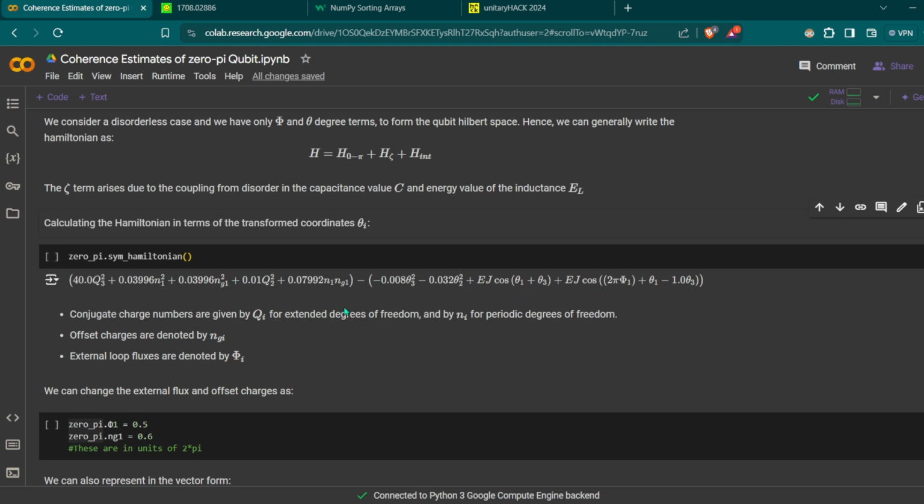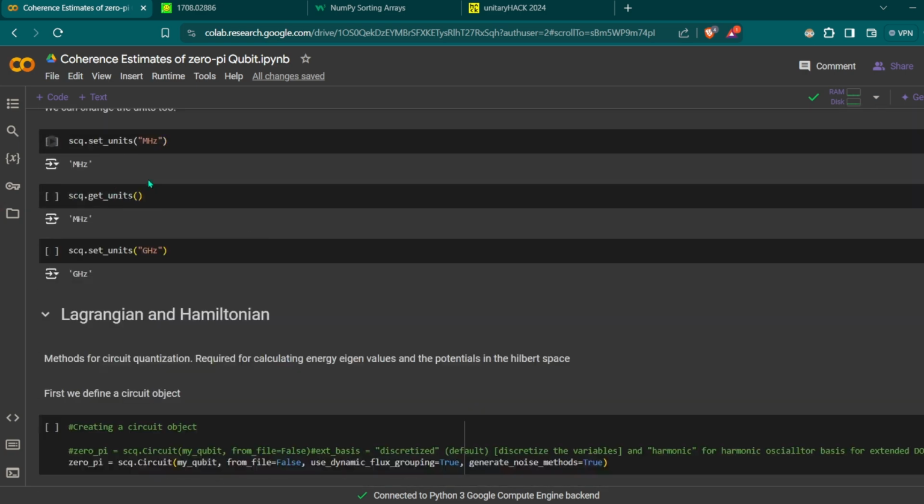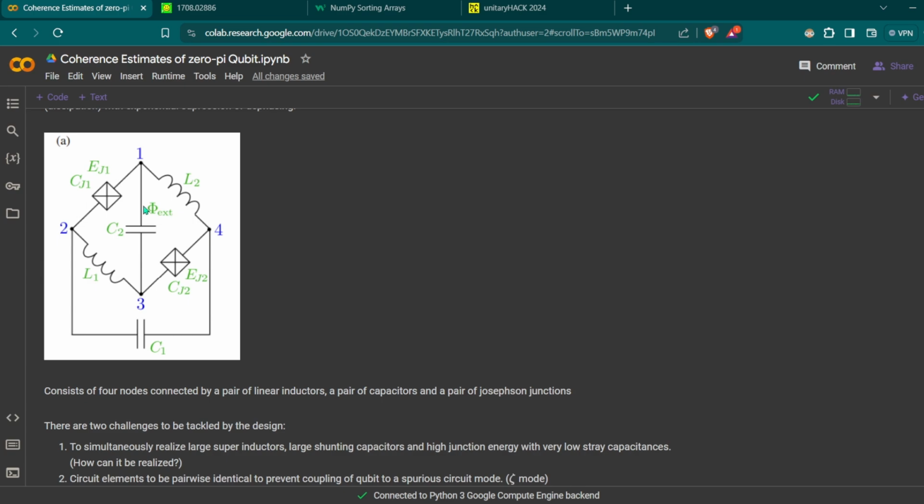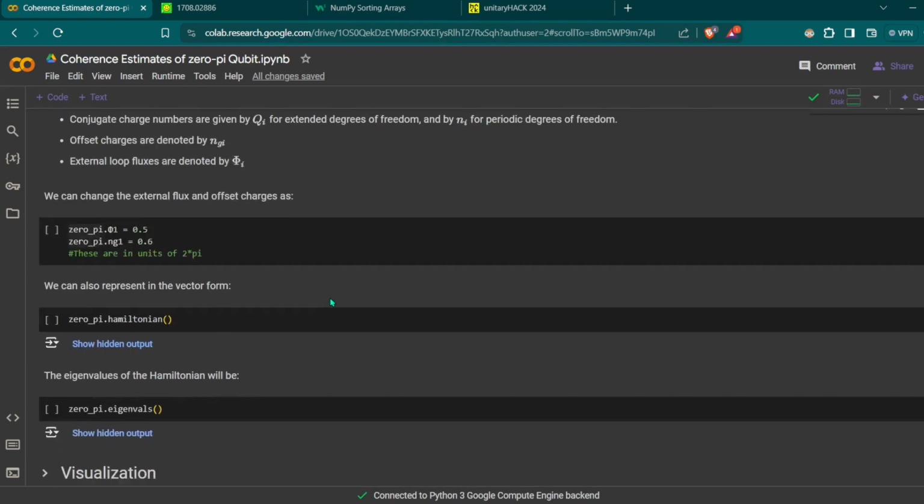So what are these values? The Q terms you are seeing are basically the extended degrees of freedom. The N and these terms are the periodic degrees of freedom, and the Ng values are the offset charges which are present in the system of the qubit. And the phi value which is mentioned here represents the external flux which is present in the circuit, as it can be seen from here.